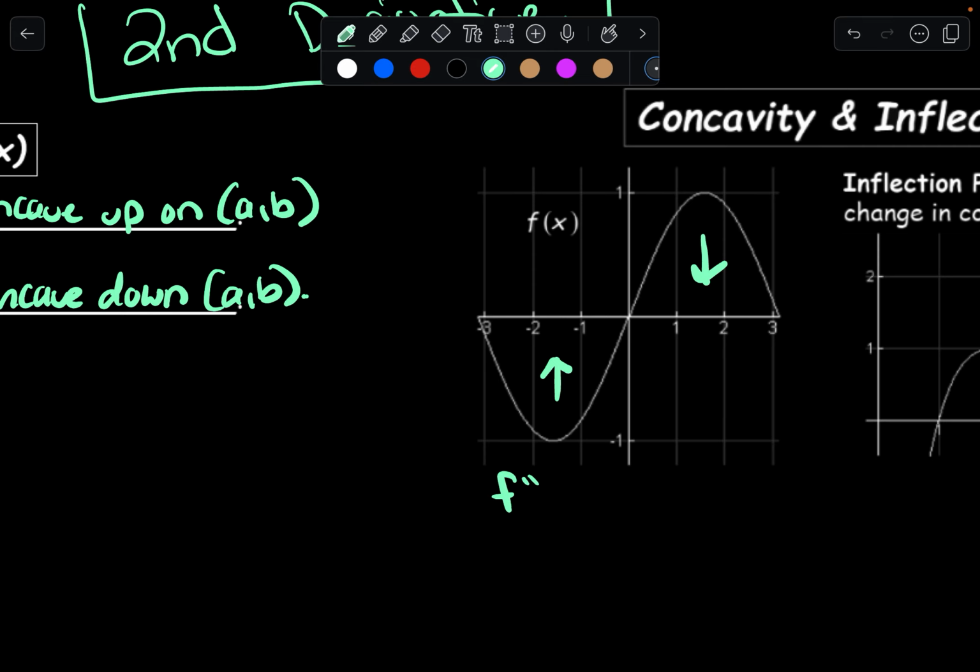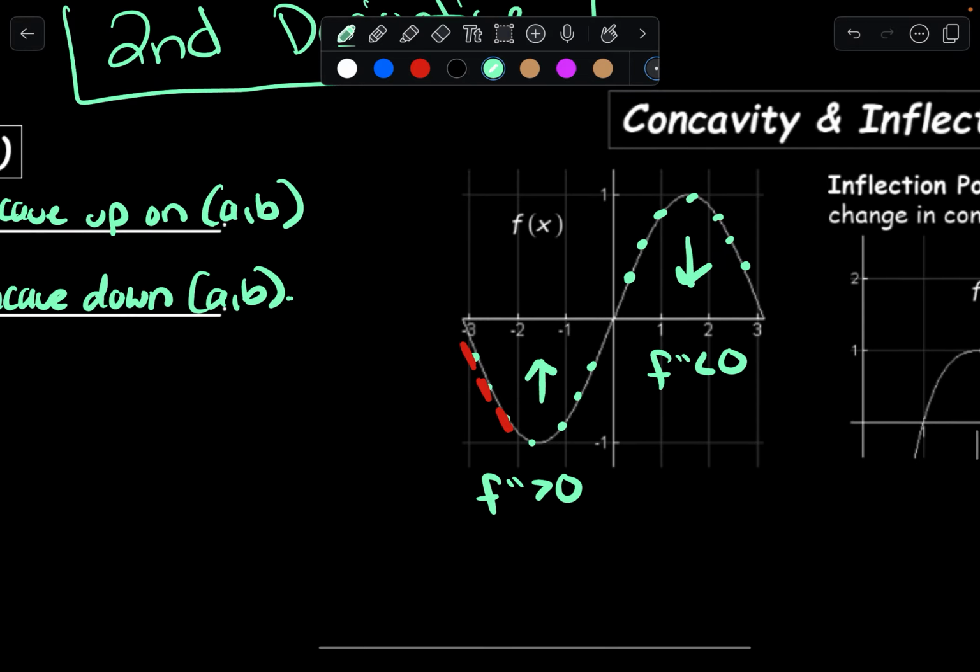Over here, f double prime is greater than 0, and on this side, f double prime is less than 0. If we evaluate the second derivative at any point on the left side of this curve, the output is going to be positive. Even though the slope is decreasing on this side, because it's concave up, the rate of change is increasing. Therefore, the second derivative is going to be positive. The same can be said about the concave down on the right side. If you evaluate the second derivative for any of these points, they will be less than 0.